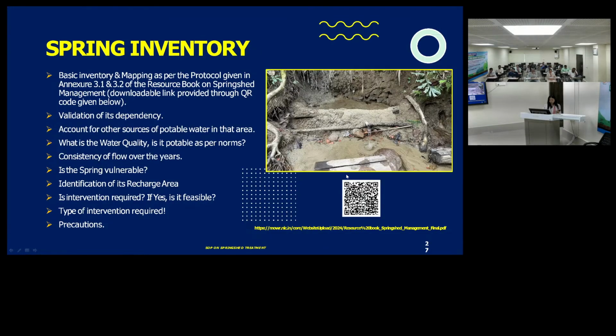So this is the spring inventory. What needs to be done? First is the basic inventory and mapping. We have already discussed this, so I won't go into it.